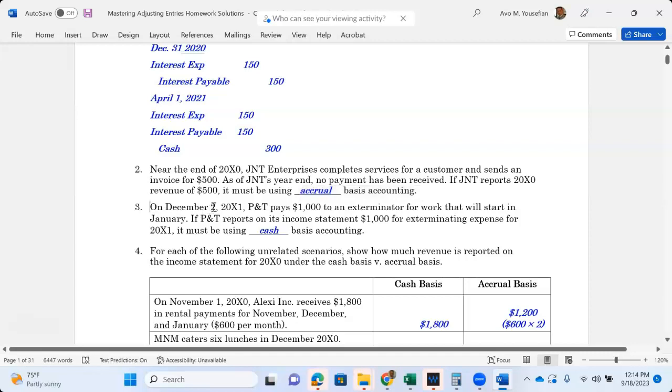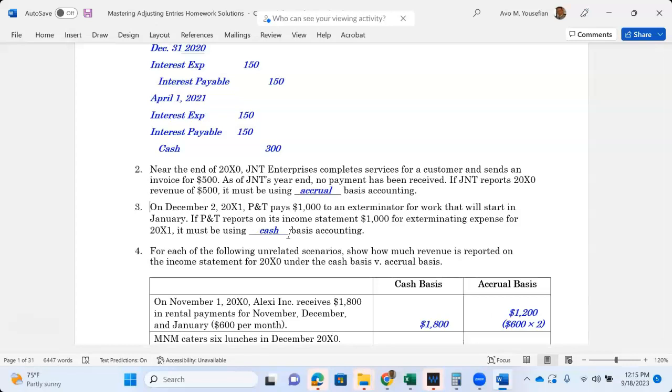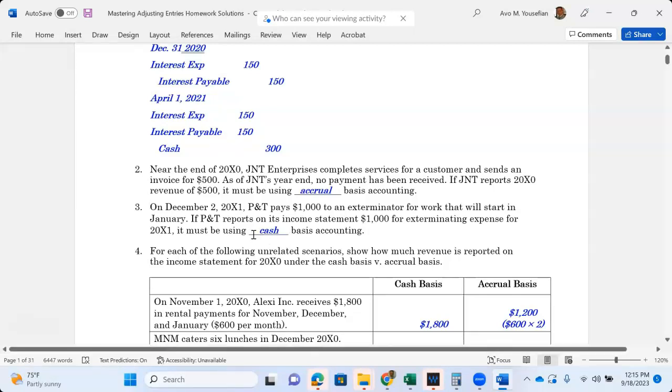On December 2nd of 2021, J&T pays $1,000 to an exterminator for work that will start in January. If J&T reports on its income statement $1,000 for exterminating expense for 2021, it must be using cash basis of accounting, right? Because on the cash basis, as soon as you pay for something, it's an expense. So small companies might use a cash basis of accounting, and that's normally what they do. And therefore, they recognize the expense since it's paid already.